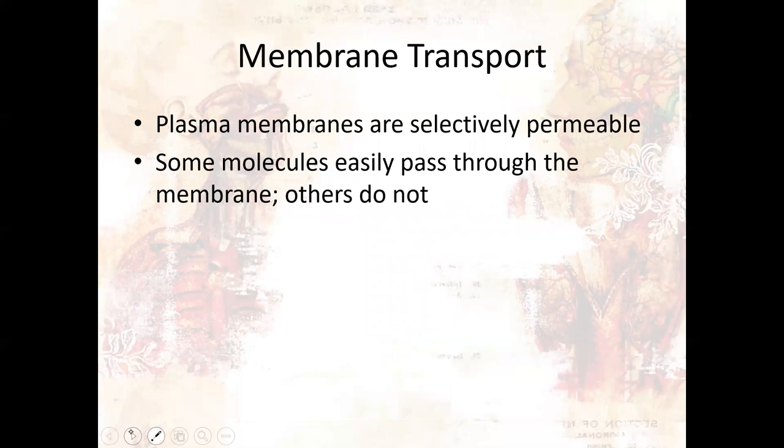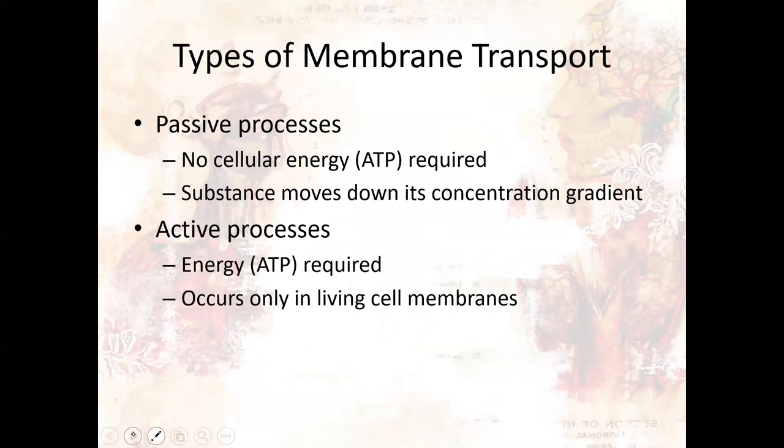The plasma membrane is not a barrier. It is what we call selectively permeable, means that some stuff can get through the membrane and some stuff can't. There are two types of membrane transport, of moving stuff in and out of the cell. Passive transport does not require energy. In passive transport, we say that stuff moves with its gradient or down the gradient, meaning it moves from high to low concentration. Active transport requires energy. Here we're moving stuff from low to high concentration.